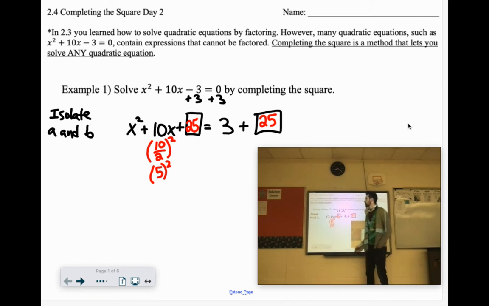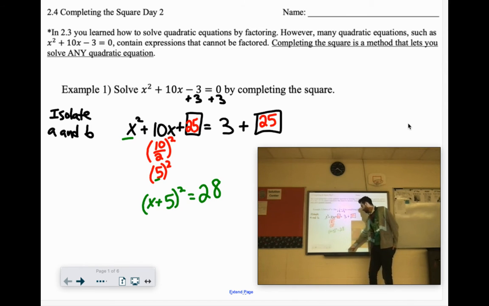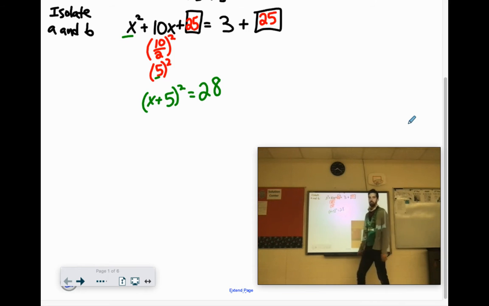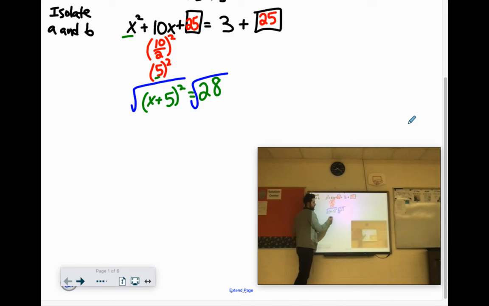right. X squared plus 10x plus 25, it's a perfect square trinomial. Well, that's why we used it, which would factor to x plus 5 squared. So x plus 5 squared equals, over here, 3 plus 25 is 28. Now we had problems like this yesterday, near the end, but we get rid of the squared by square rooting. This would just give us x plus 5.